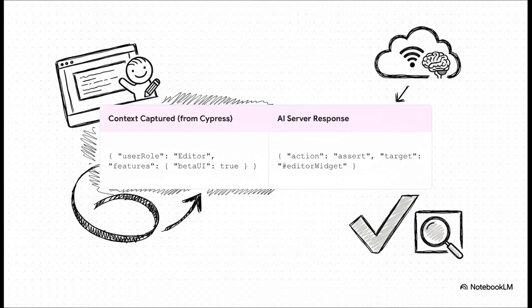So check this out. Cypress, our automation tool, grabs the context from the app. It sees, okay, user role is editor, and they have the beta UI feature turned on. It packages that up and sends it to the AI. The AI looks at that and goes, oh, an editor? Then I need to make sure the special editor widget is visible. And boom, it generates that test assertion on the fly. No hard-coded logic, just pure real-time adaptation.